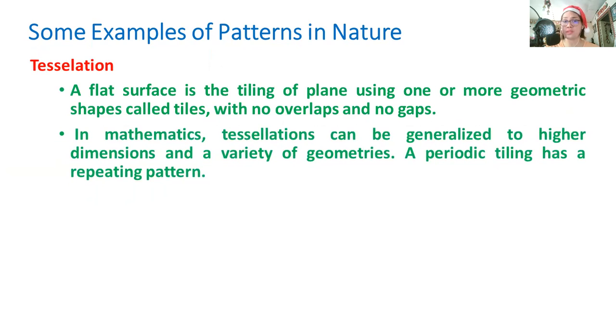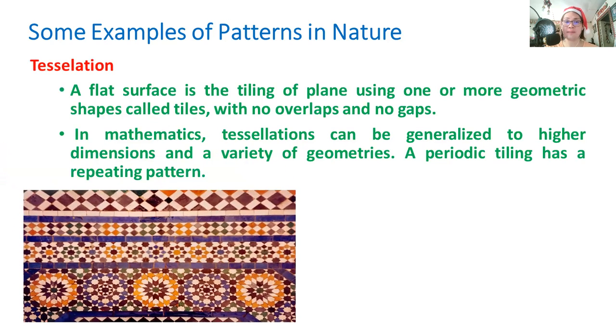In mathematics, we say tessellation, it can be generalized to higher dimensions and a variety of geometries. A periodic tiling has a repeating pattern, as you can see. That is an example of a tessellation. As you observe, it's a repetition. A flat surface, the tiling of a plane, and it uses one or more geometric shapes, called the tiles. There are no overlaps in it, and no gaps.